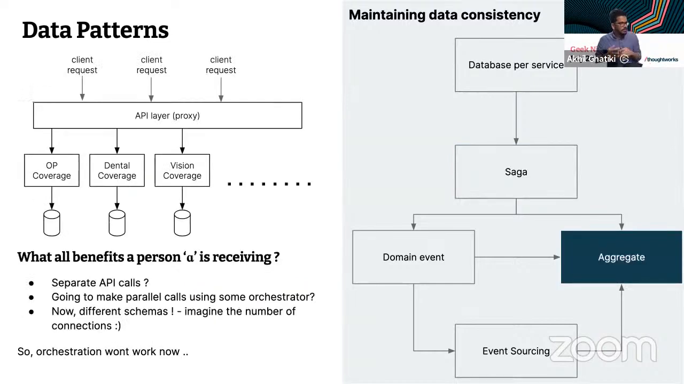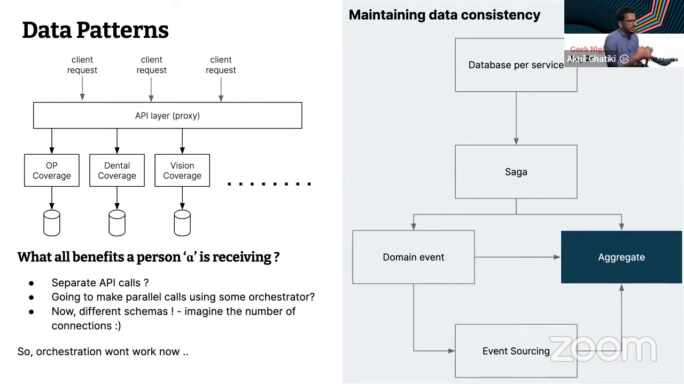Yeah, cool. So now what we are seeing is the aggregate pattern here. Let's say your microservice architecture has like 40 or 50 services, and each service is holding its own domain. One service has outpatient coverage, one has dental coverage, one has vision coverage, and so on. So there is a person, Alpha. Now, if you want to know what all benefits this person Alpha has, are you going to query all 40 services here? Are you going to make 40 API calls here?